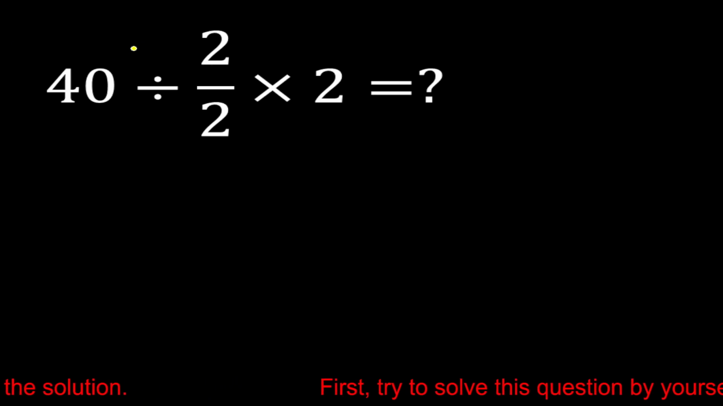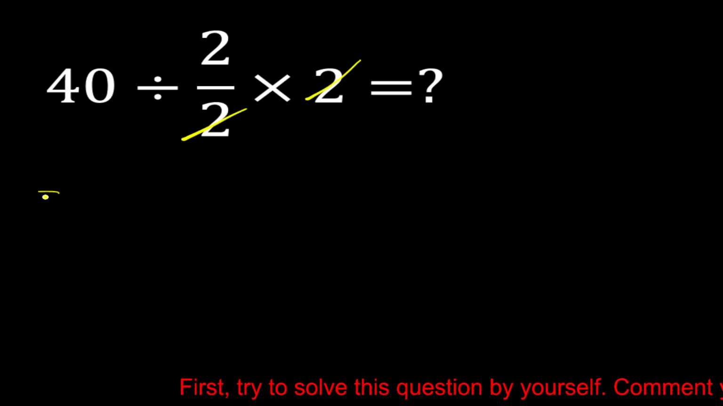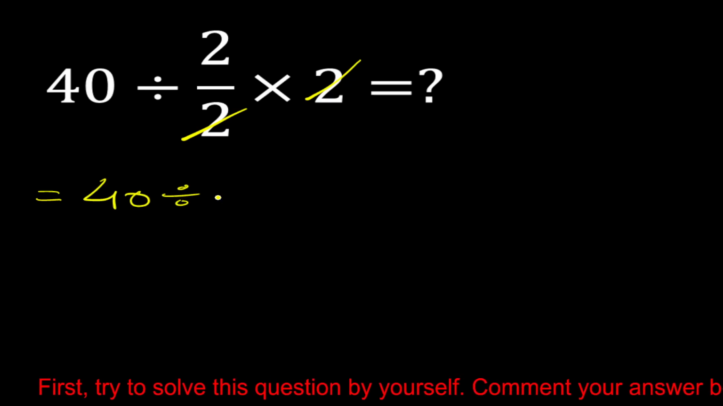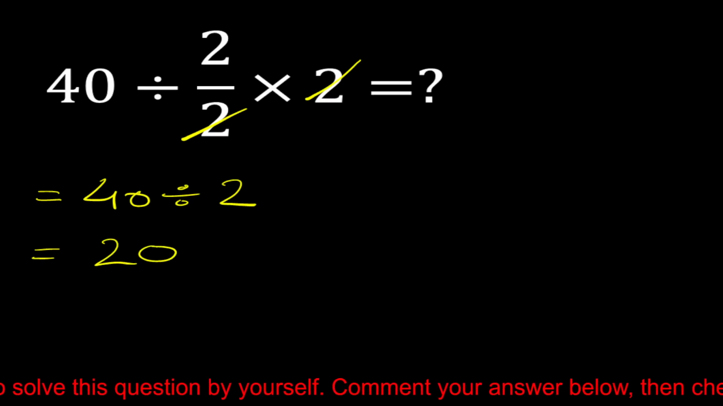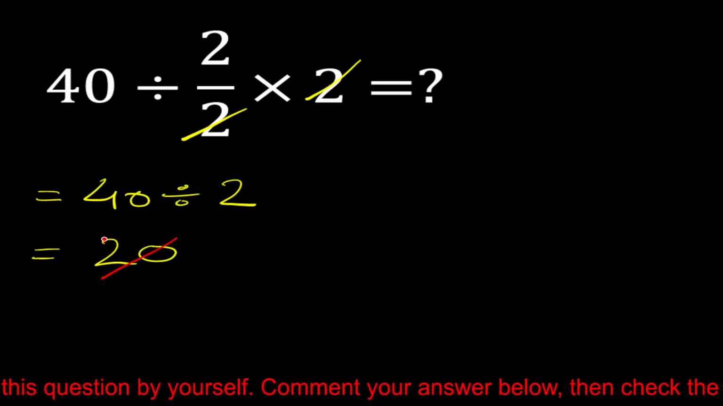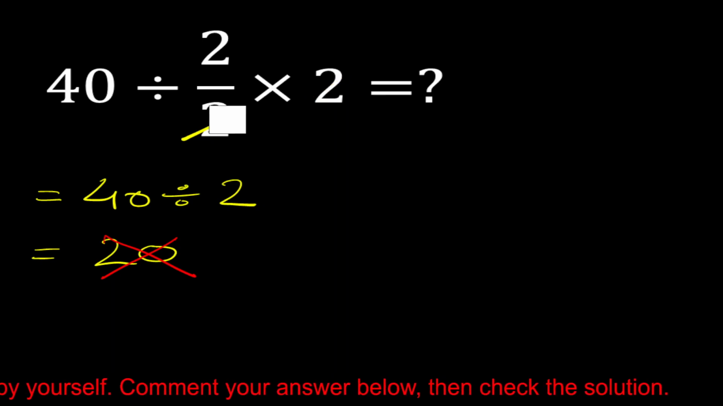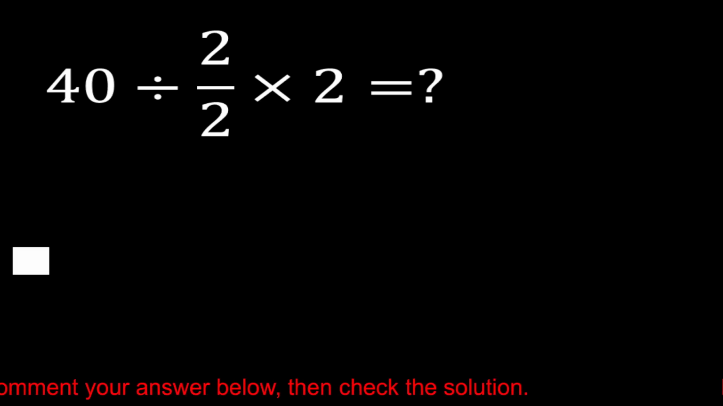So most people solve this question like cancel this 2 by 2 is equal to 40 divided by 2. Now 40 divided by 2 is equal to 20, okay? But this answer is not correct. This answer is completely wrong, okay? So now let's solve this problem correctly by using the PEMDAS rule, okay?